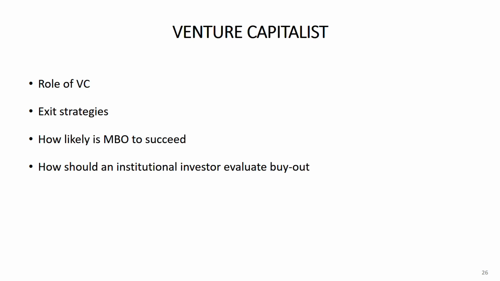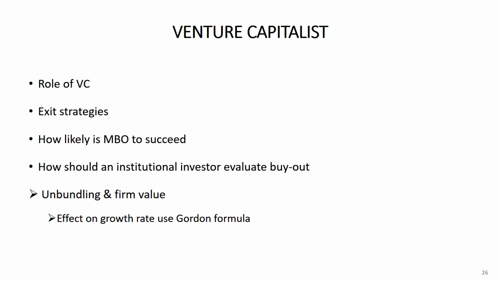And there could be problems with buyouts also. Those problems you also need to talk about. You need to know what the problems in a buyout are. Then finally, we come to unbundling and the firm value. Unbundling, divestment, demerger, sell-off, all these things are going to affect the firm value, the same way financial reconstruction affects the firm value. Unbundling can affect the firm value. The effect is on the growth rate. Use the Gordon formula.